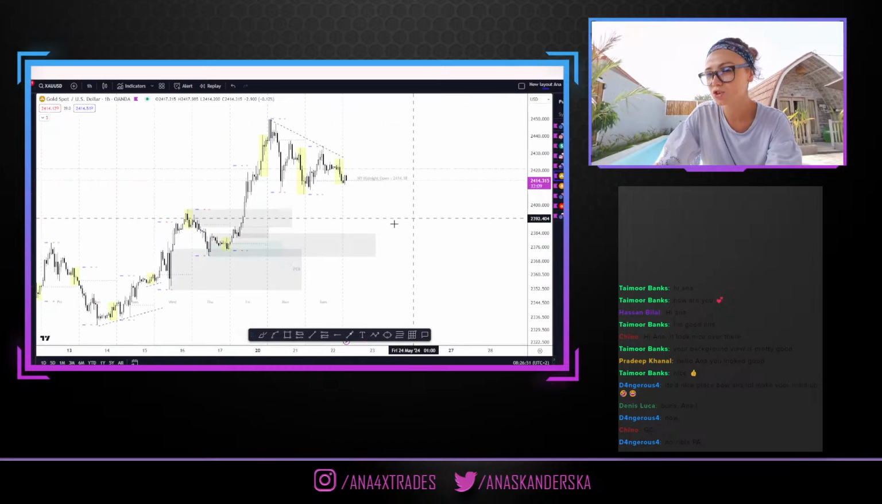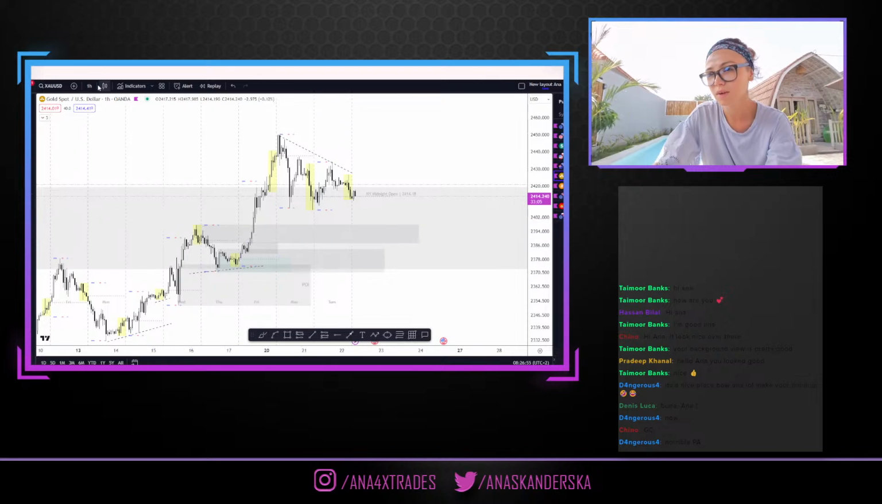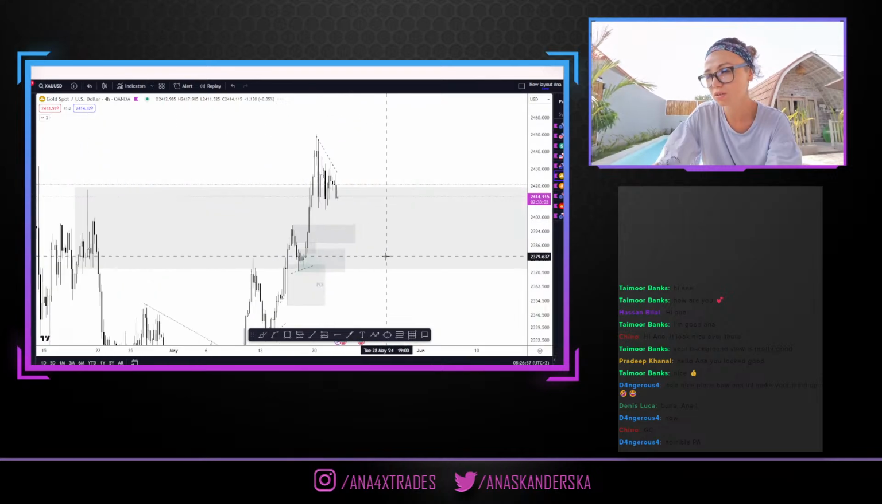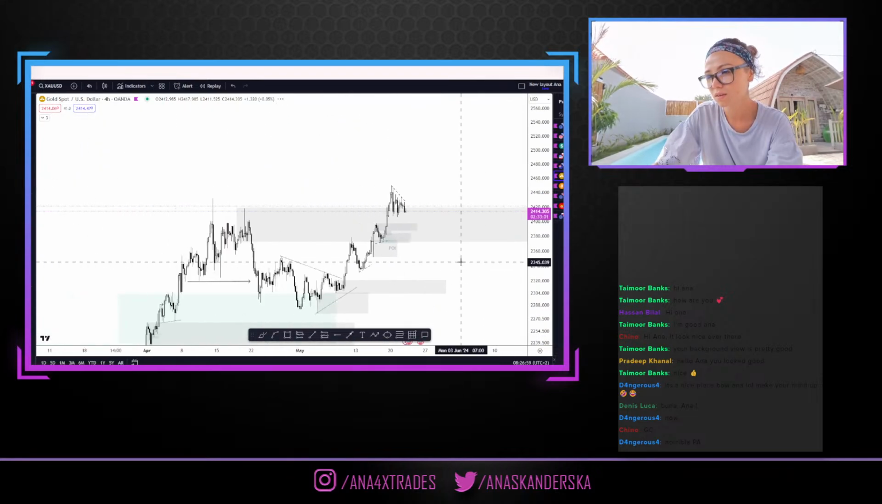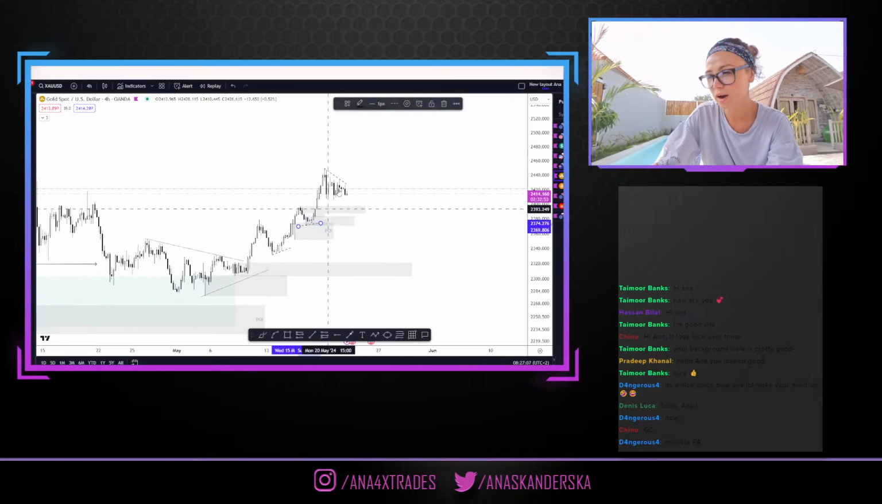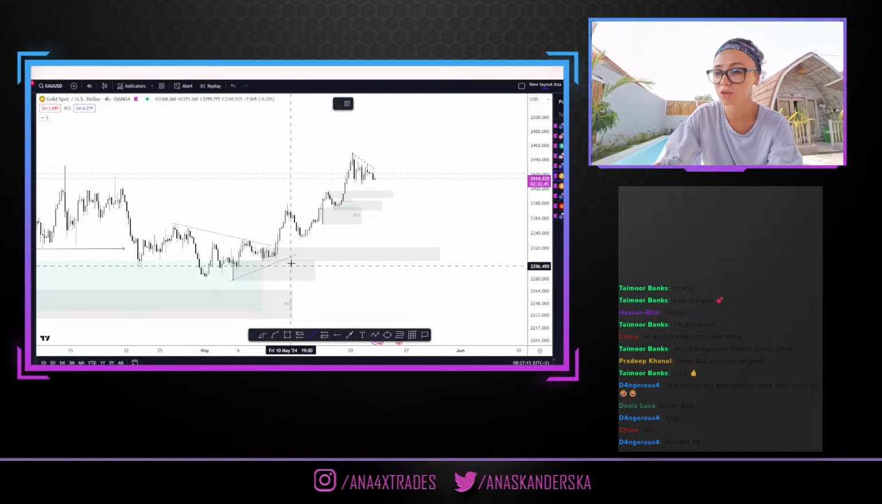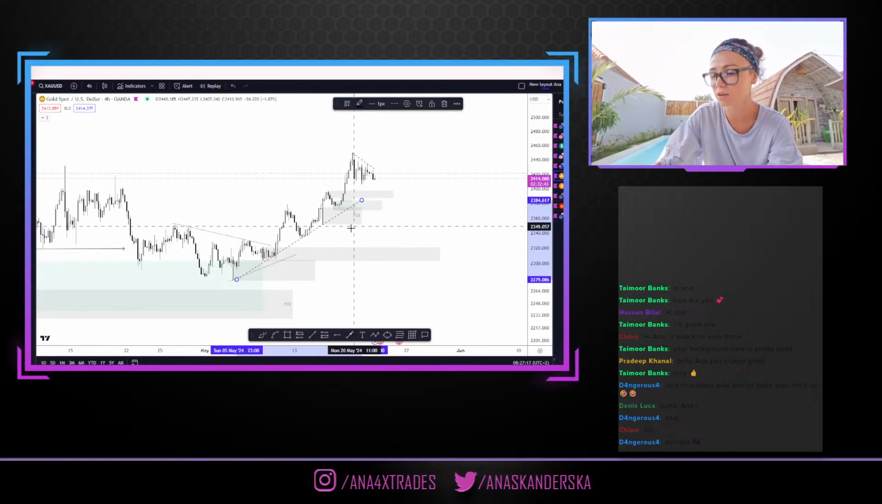Gold has been just going up and up and up all the time. We're still bullish. We created another all-time high, and we are creating another liquidity, but we do have a lot of sell side, but the order flow is still bullish. So until order flow shifts, I wouldn't be looking for any sells on gold.